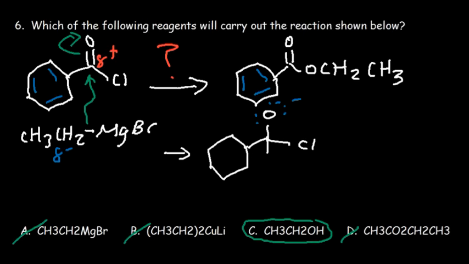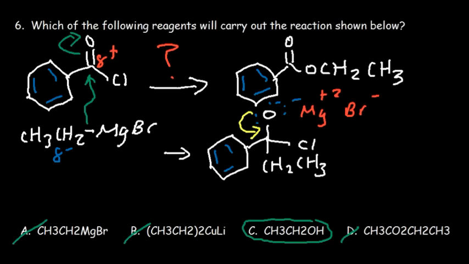So what we need to do is add the ethyl group to this carbon. Now the magnesium, which has a plus charge, forms an ionic bond with the negatively charged oxygen. So this tetrahedral intermediate is going to collapse, and chlorine, the leaving group, will leave as chloride. And so right now we have a ketone.